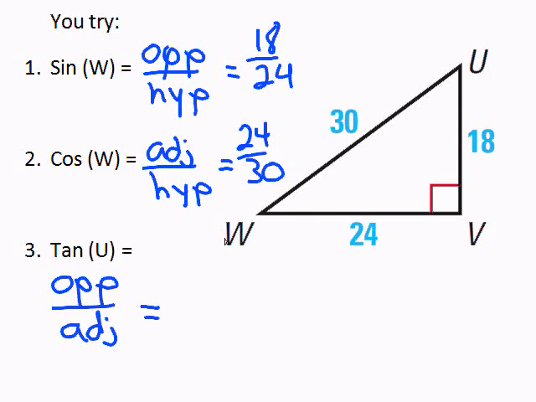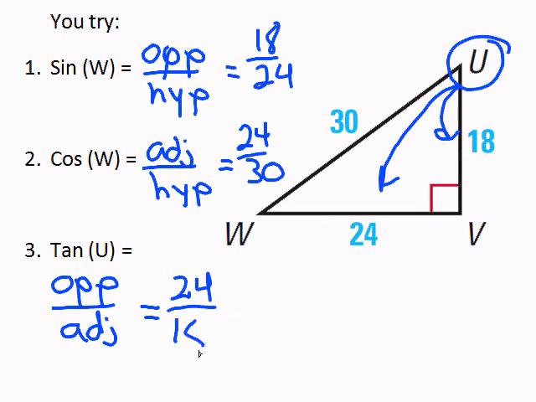For the third one, tangent being the opposite over adjacent, TOA, we look at U, and the opposite side of U is 24, and the adjacent side to U is 18. Now, for right now, we're not reducing these fractions, and later you can use your calculator to go ahead and write those as a decimal if needed.